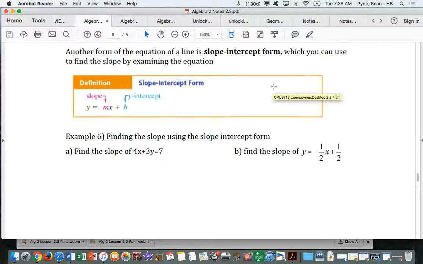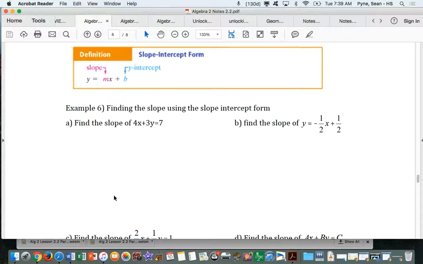Okay? So whenever we have slope-intercept form, it's actually the easiest one to graph because you plot the y-intercept, and then from the y-intercept, you plot your slope, going up, down, left, right, whatever you have to do. Okay? So all they're asking us to do in example 6 here is find the slope using the slope-intercept form. So we want to put these in slope-intercept form. What you notice is that slope-intercept form looks like y equals mx plus b. So it has to be y equals.